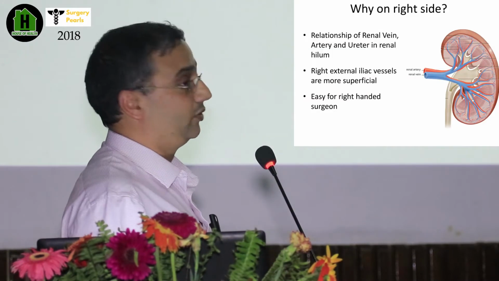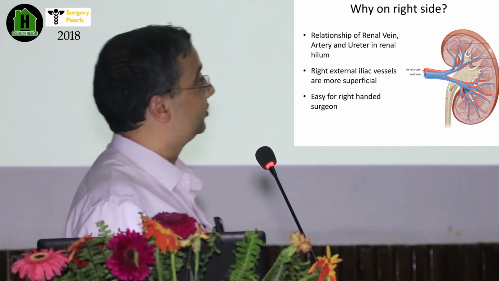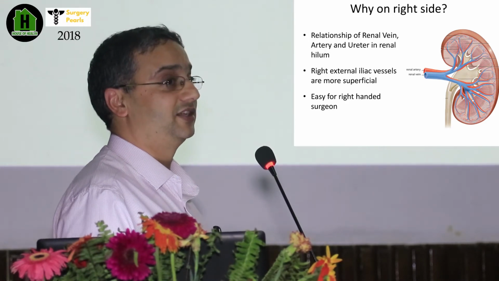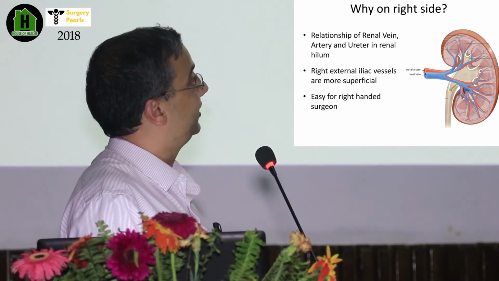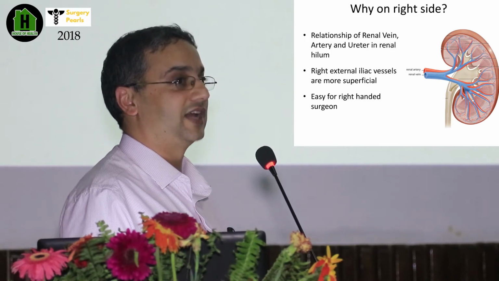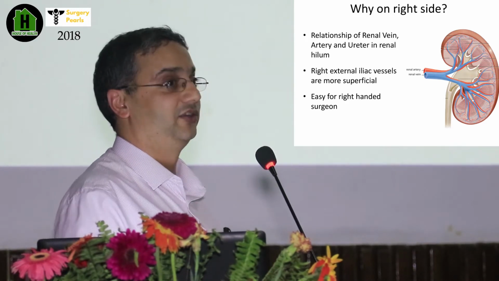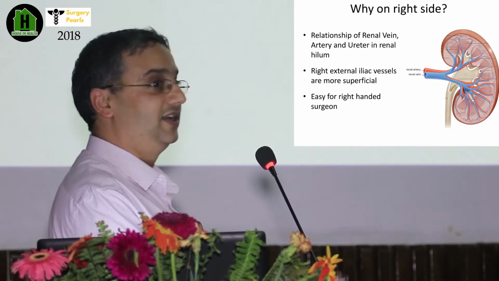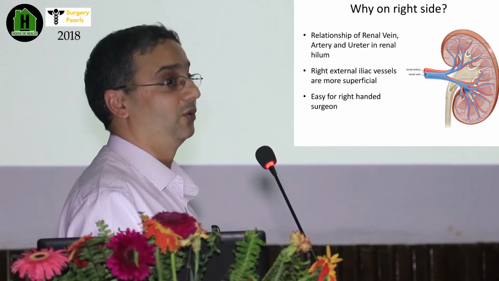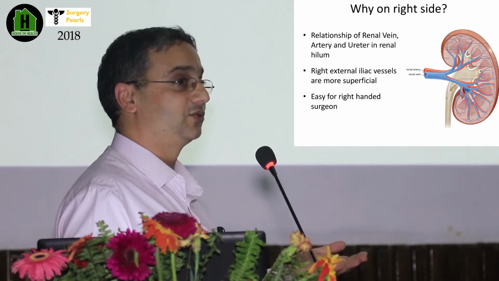Why do we choose to place the harvested left kidney on the right side? There are anatomical reasons, because we know the relationship between the renal artery, vein and ureter. From anterior to posterior, it is vein, artery and ureter. If you place the kidney on the left side, you have to place it in the same way, so the vessels will be anterior.